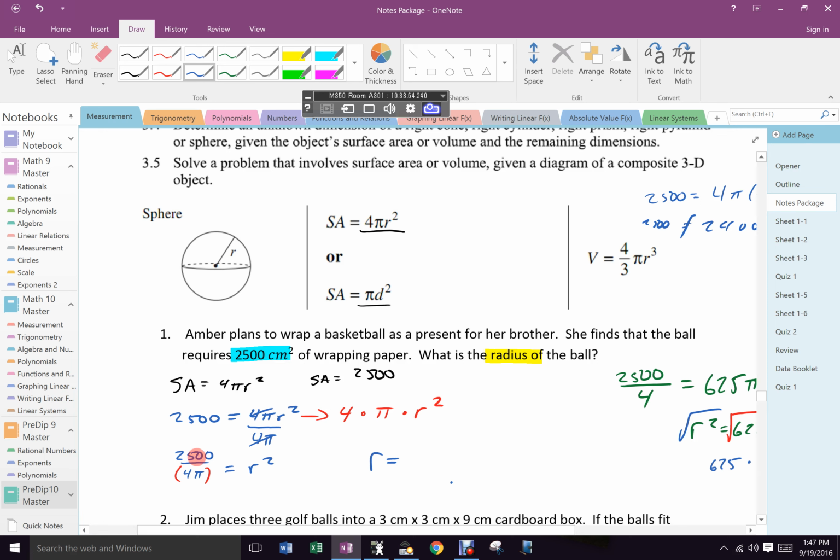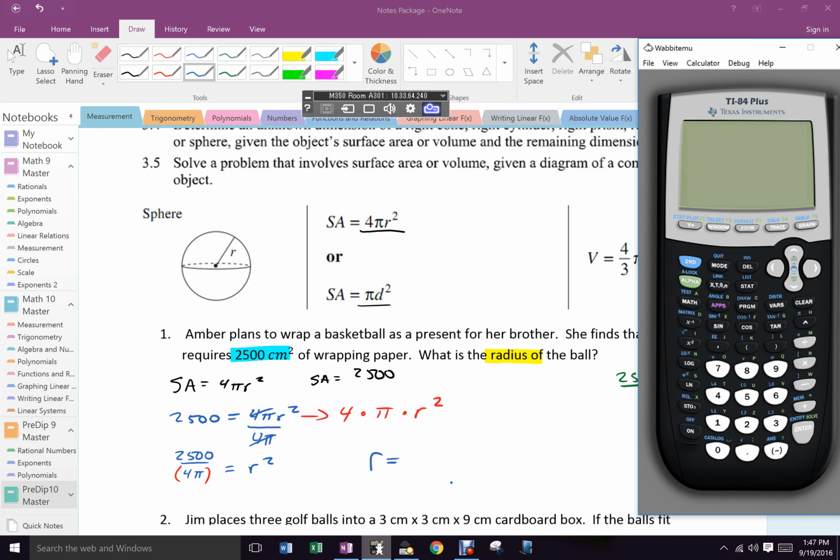So really, I had to do this here. So what is my r squared? It's 2,500 divided by 4 pi. So I go to my calculator. How do I punch that in?